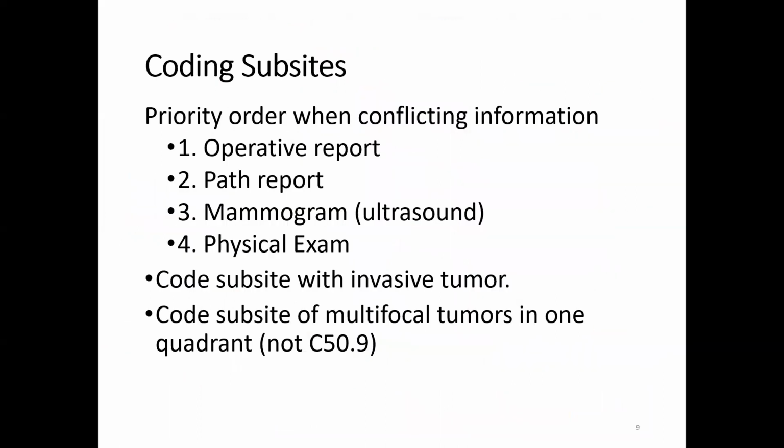Use the information from the reports in the following priority order to code a subsite when there is conflicting information. This can happen a lot, where the exam might show one area of the breast and the mammogram might show another area of the breast. But if you have an op report, use the op report and stop there. Don't keep going down the list looking at what else you have.